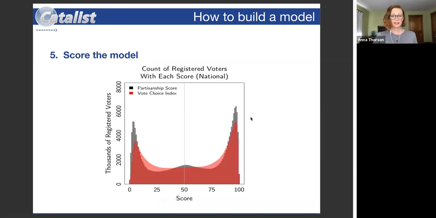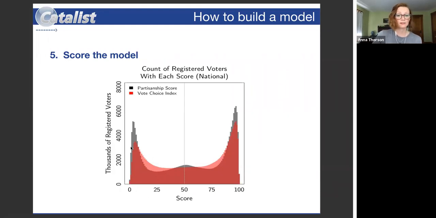So this is a histogram, and it shows the actual scores of people on that vote choice index score that we provide in red. So again, down here on the x-axis, starting at 0 and going to 100, is our score, our prediction. And over here on our y-axis, we have the number of registered voters who have that score. So this just shows you how many people have low scores, how many people have high scores, how many people have medium scores.